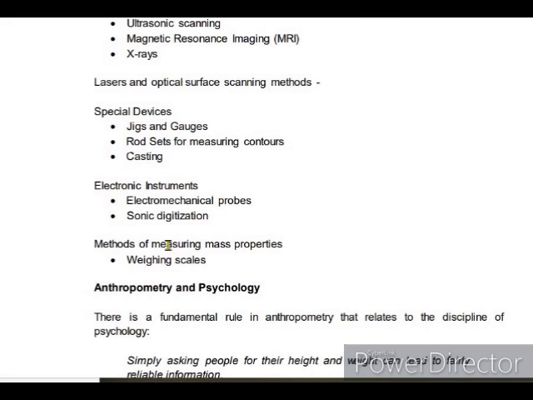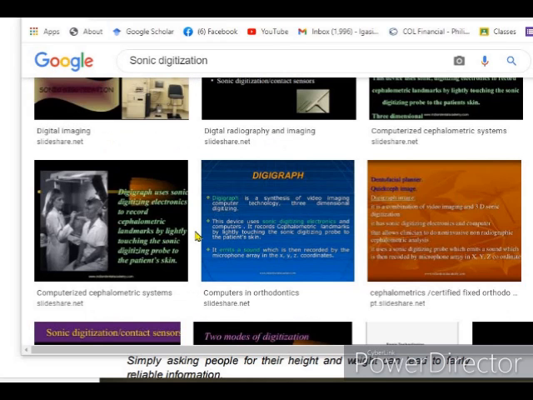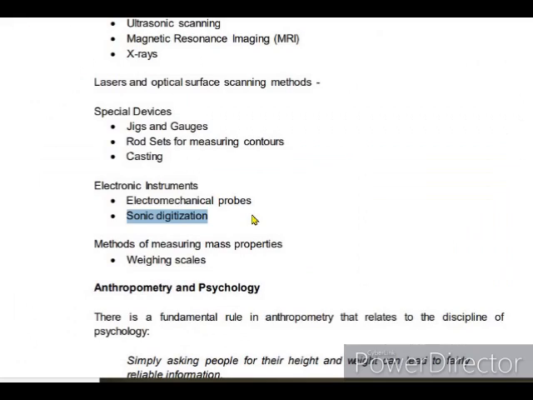Next is sonic digitization. So this is the example of it. The digigraph uses sonic digitizing electronics to record cephalometric landmarks by tightly touching the sonic digitizing probe to the patient's skin. So that's the measurement of it. And of course, the weighing scales. You are familiar with this.